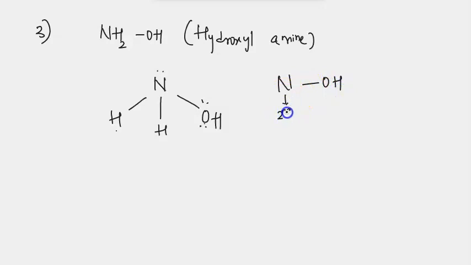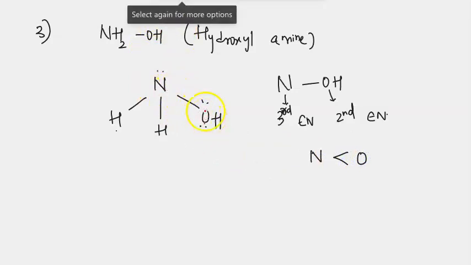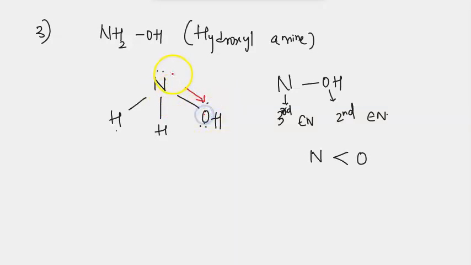Nitrogen is the third most electronegative element in the whole periodic table, whereas oxygen is the second most electronegative element in the periodic table. So nitrogen's electronegativity is less compared to oxygen. So the electron density between nitrogen and oxygen will be more directed towards the oxygen. That means oxygen is pulling the electrons away from nitrogen. So nitrogen will get a partial positive charge, and oxygen will get a partial negative charge.